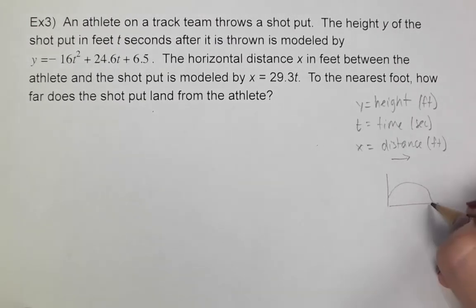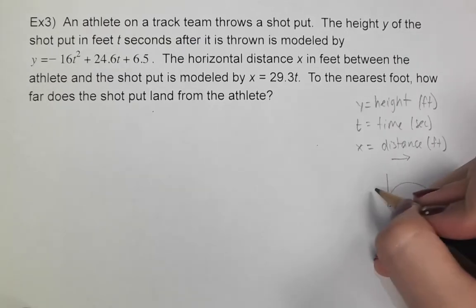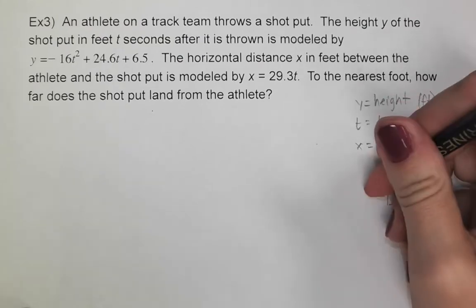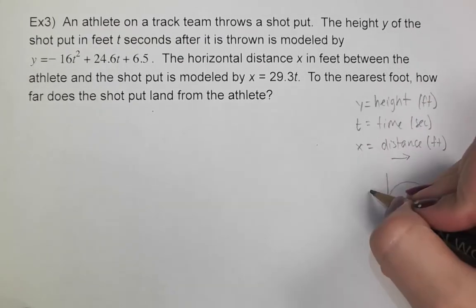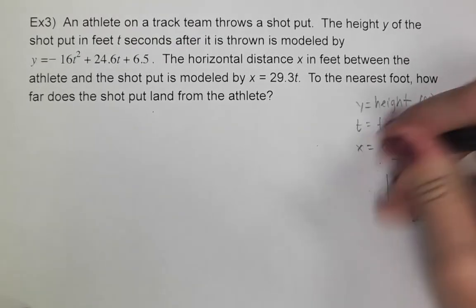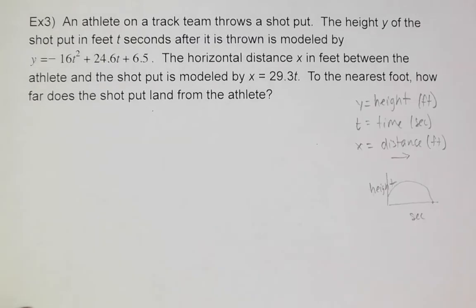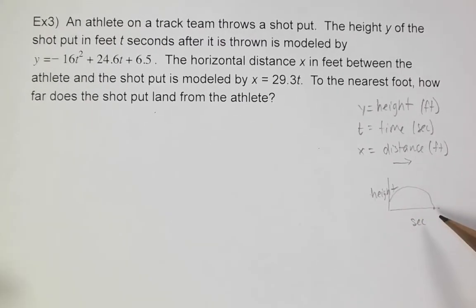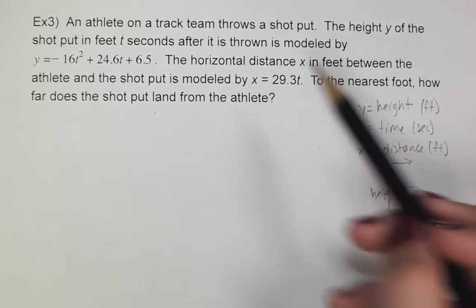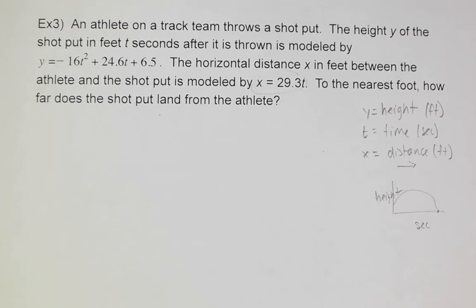Okay, so if you think about what's happening here, we have our person throwing the shot put. It's kind of like those projectile functions that we talked about. This was our time, and this is our height. I guess I should call that height, shouldn't I? Okay, so first thing we can do is we're going to use the quadratic formula to find this time where it hits. Then we're going to come back to this.